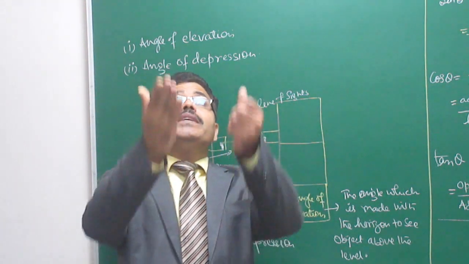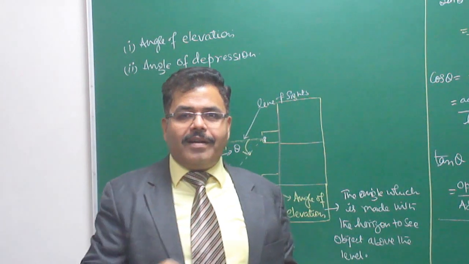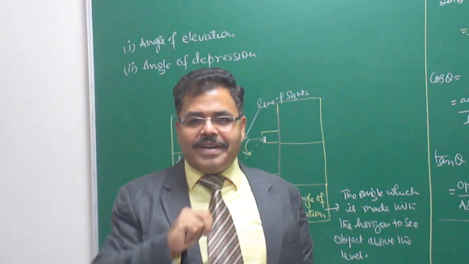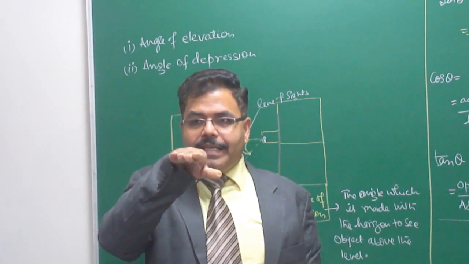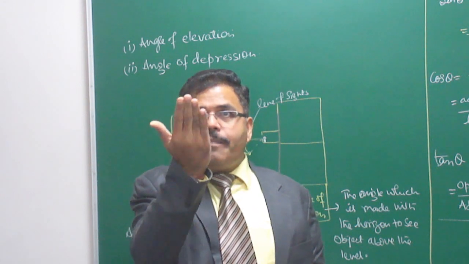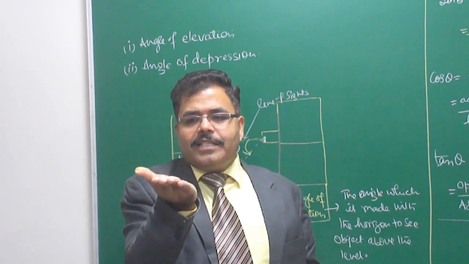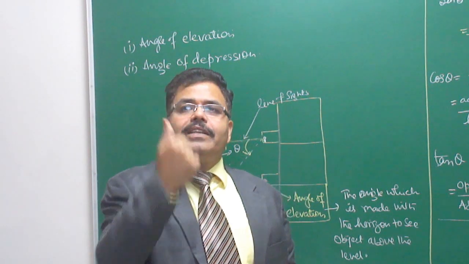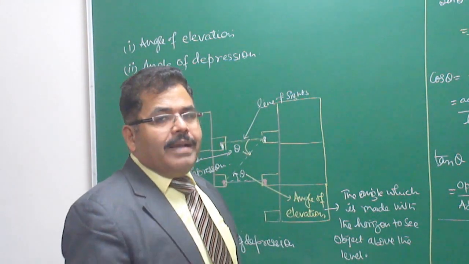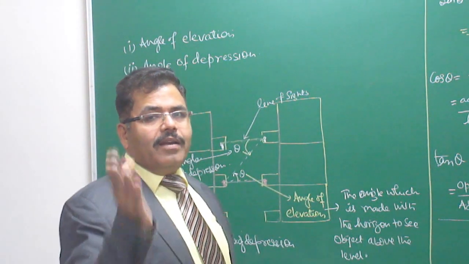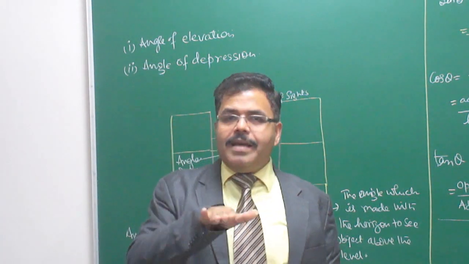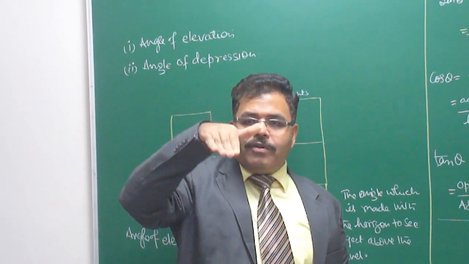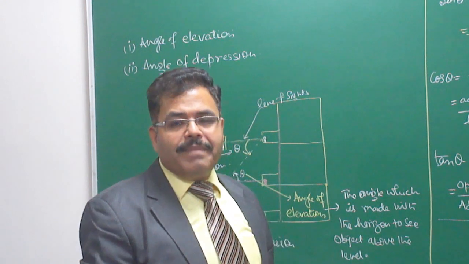And whenever we see something upward, like the vertex of a tower or a flag, suppose I am on the ground and I want to look at the top of a tree, then my line of sight has to be raised. Some angle is made by elevation, and that is called angle of elevation. So whenever we see from a lower level to an upper level, the angle of elevation is made, and from an upper level to a lower level, the angle of depression is made.